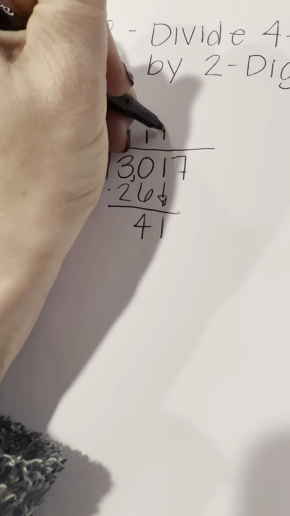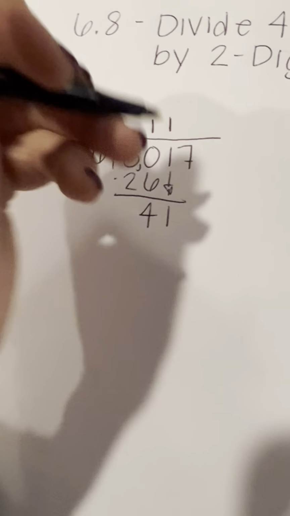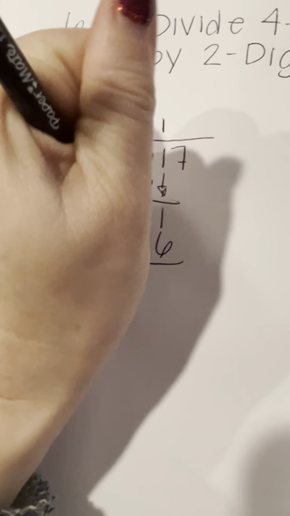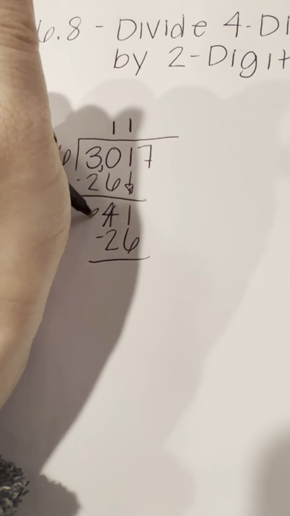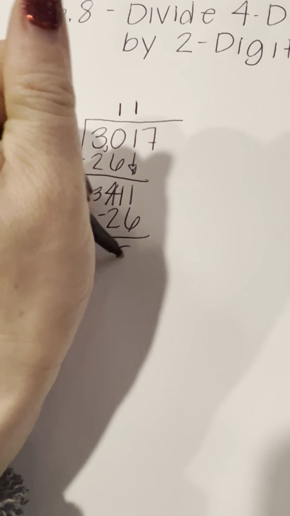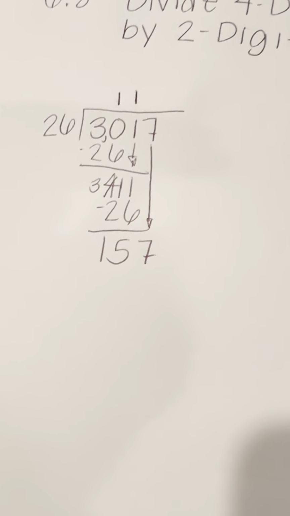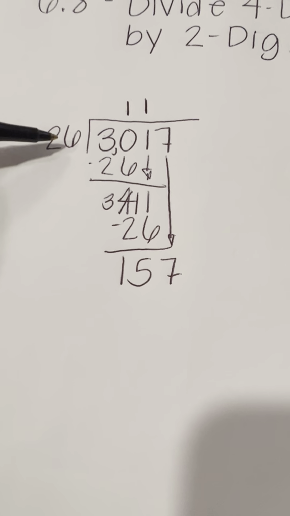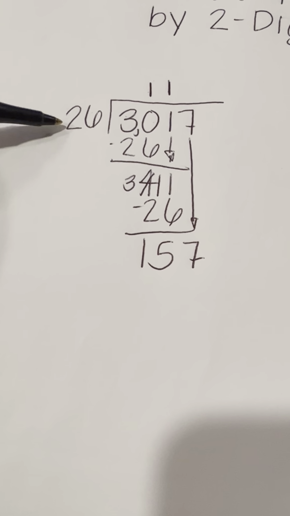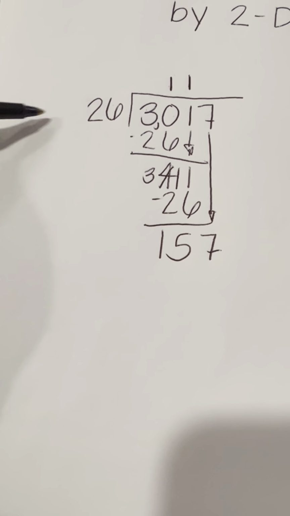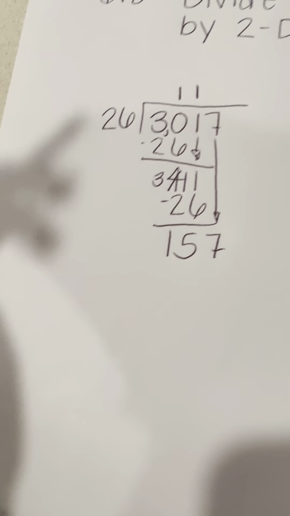This is pretty common sense too, where I know 26 is going into 41 one time. Again, make sure you're putting your quotient above each of the numbers in the dividend. So 1 times 26 is 26. And then I'm going to subtract, and I'm going to get 15 and bring down the 7. Okay. So this is one of those situations where 26 is close to 30. So I'm thinking of it like 3, and how many times does 3 go into 15, which would be 5.